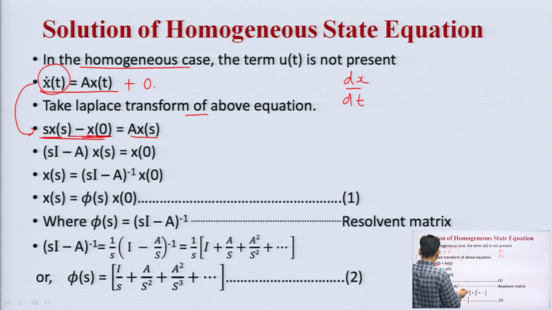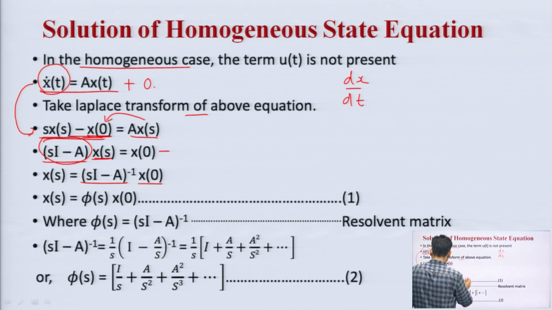Again I need to take X(s) on one side and x(0) on the other, simple mathematics. X(s) is common and I am taking sI minus A, and then X(s) can be written as (sI minus A) inverse x(0). To simplify this expression, I am assuming X(s) equal to phi(s) multiplied by x(0), where x(0) is the initial condition. So, phi(s) is evaluated as this expression.